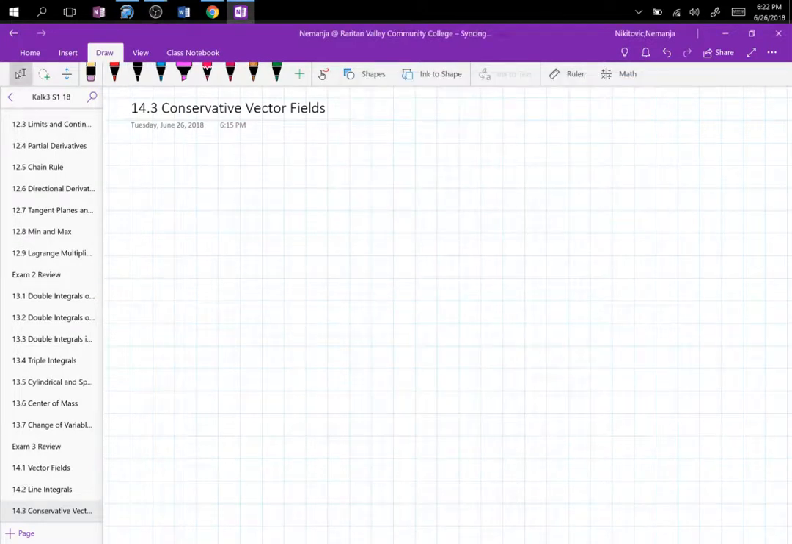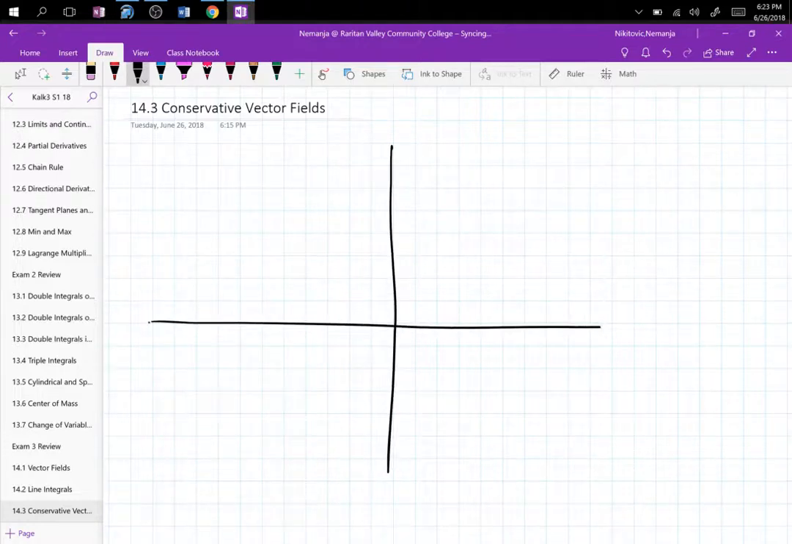Hello and welcome back to Calculus 3, section 14.3 on conservative vector fields. Before we do conservative vector fields and calculations for the potential function and so on, we have to go through a few definitions. So I'm going to split this area into 4 parts.